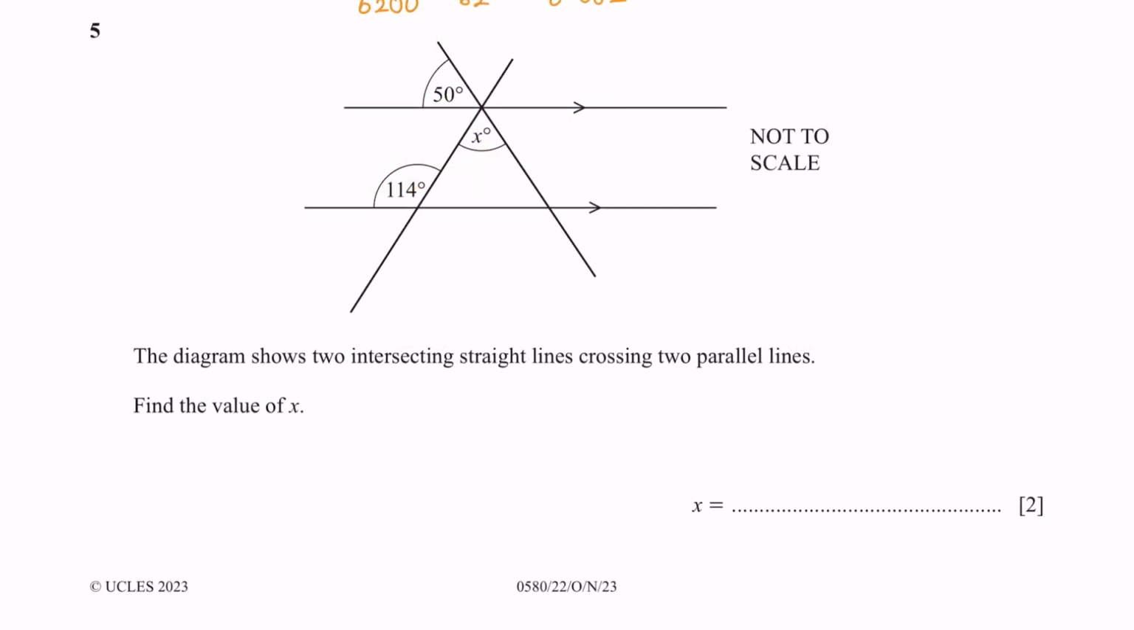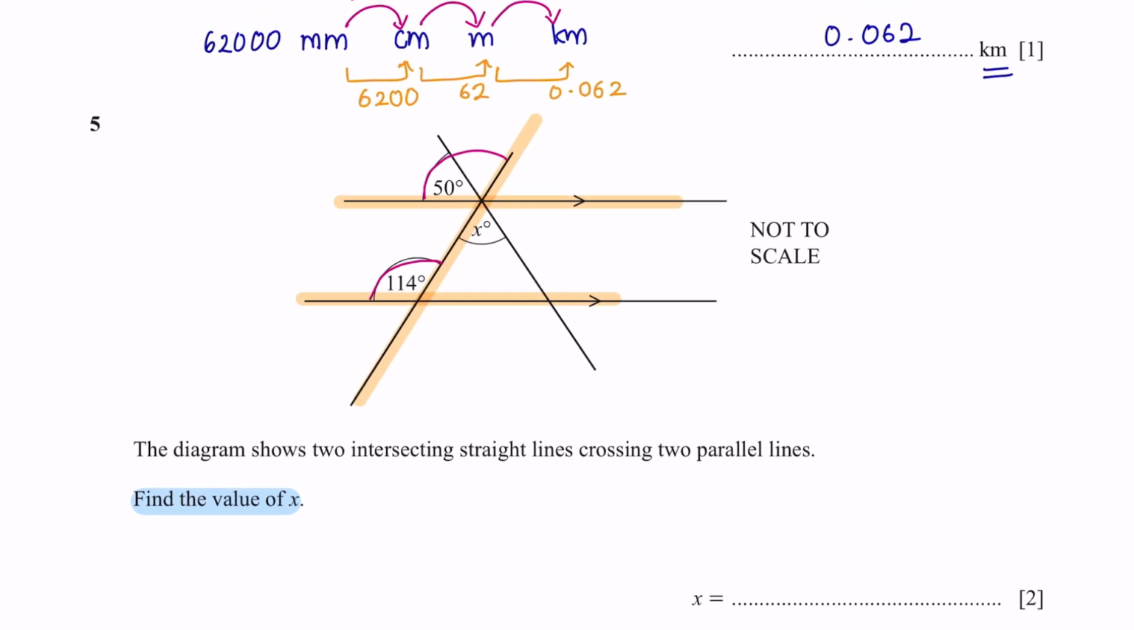Question 5. The diagram shows two intersecting straight lines, this one, crossing two parallel lines. Find the value of x. These are corresponding angles. So these two angles here are equal to 114. If this is 114, then this angle would be 114 take away 50, which is 64 degrees. And now we have these two angles which are vertically opposite due to the two lines intersecting. These angles will be equal to each other, so x will also be 64 degrees.